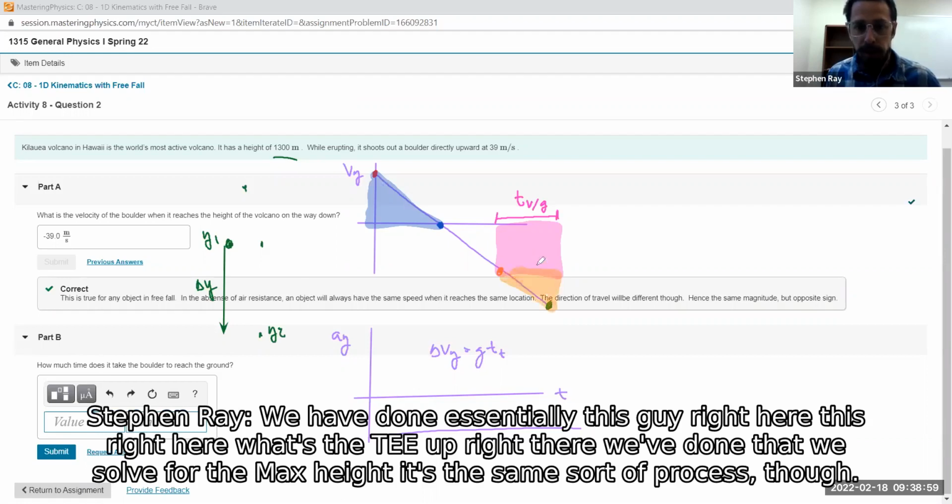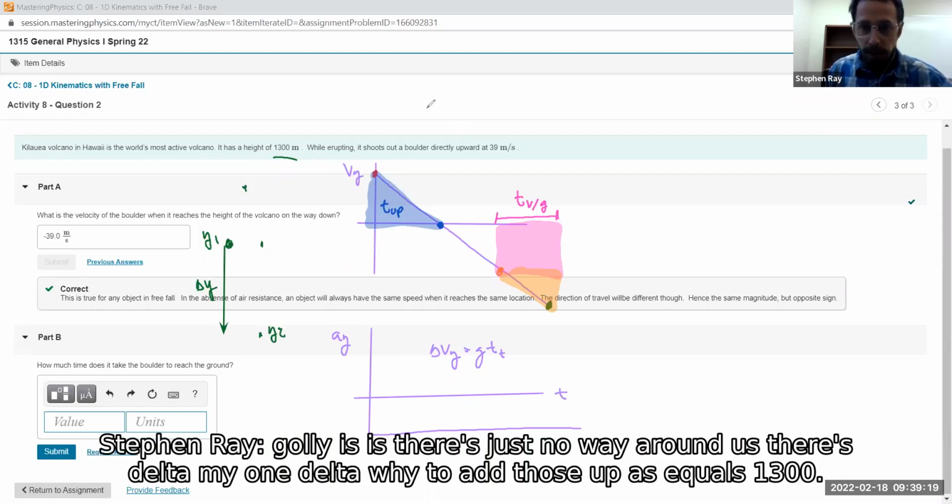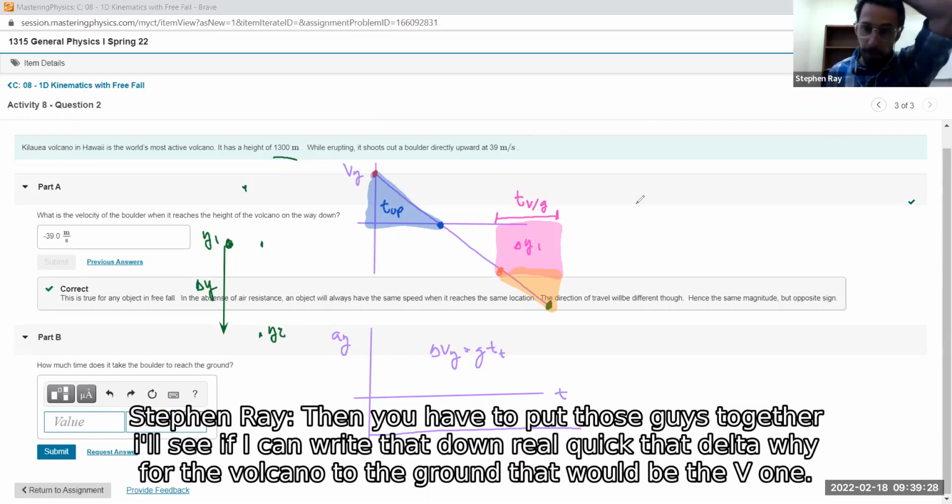We have done essentially this part right here. What's the T up right there? We've done that. We solved for the max height. It's the same sort of process though, so we could solve for that. And then we could solve for the T down, because that's T up times T up, and then we get TV times this, right? Golly, there's just no way around this. There's delta Y1, delta Y2, all right? Add those up, that equals 1300. And then you have to put those together.